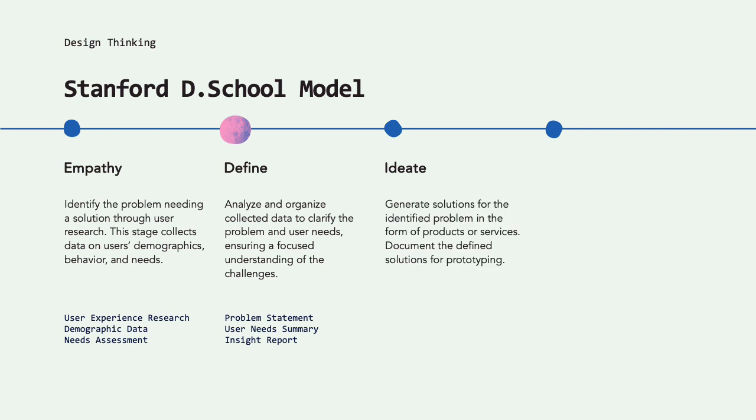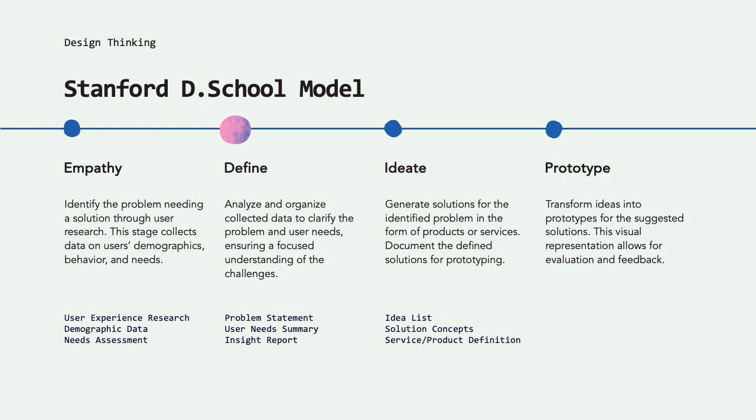The next stage was ideate, to generate solutions for the identified problem in the form of products or services. Document the defined solutions for prototyping. And finally, the prototype stage. Transform ideas into prototypes for the suggested solutions. This visual representation would allow for evaluation and feedback.